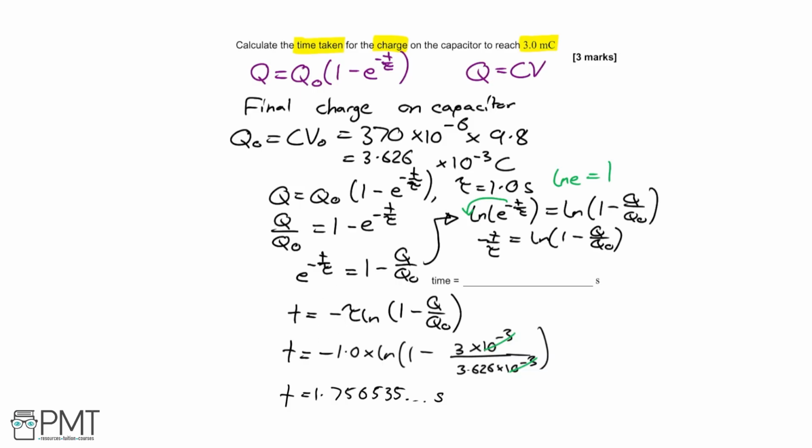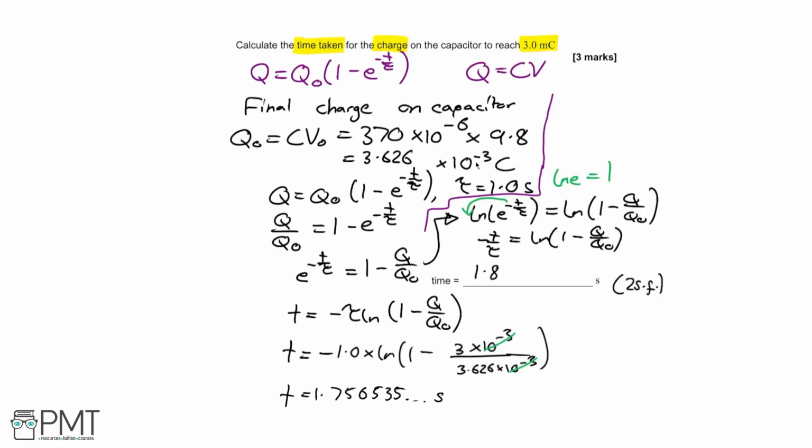So, doing that, we find that the answer is 1.75653 seconds, which to two significant figures is 1.8 seconds. And the reason we've rounded to two significant figures here is because the data given in the question, the lowest precision piece of data is to two significant figures. And in fact, all data in this question is to two significant figures.